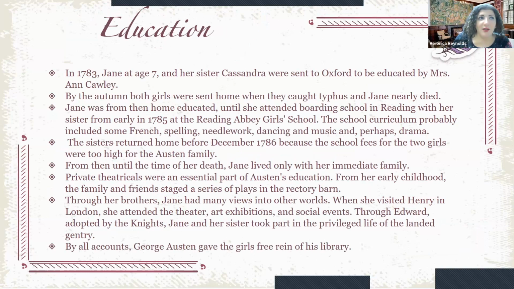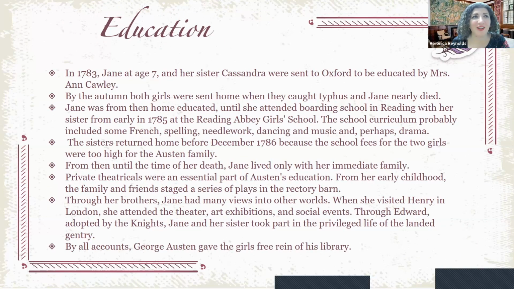So Jane Austen's young life, obviously we're very interested in her education because of what she became. And she does almost get a professional education at age 7. She goes to Oxford with her sister to be educated by her aunt, Mrs. Anne Cowley, who was like a professional raiser of young ladies. But they were both sent home in the autumn because they had typhus, and Jane almost dies. From then on, she's home educated.